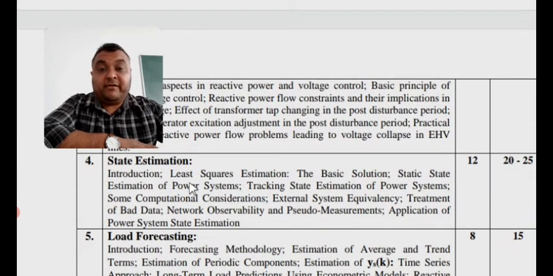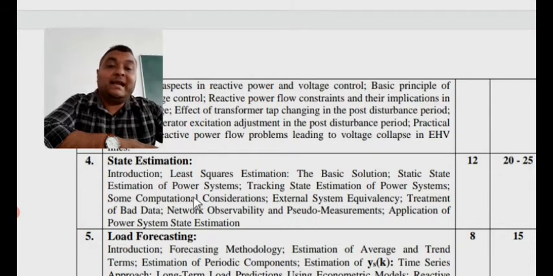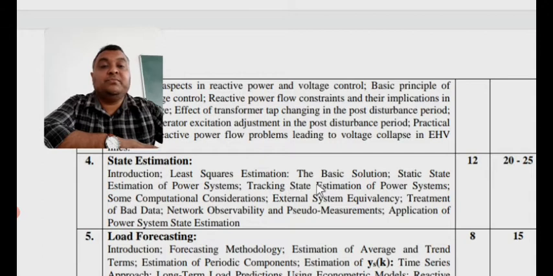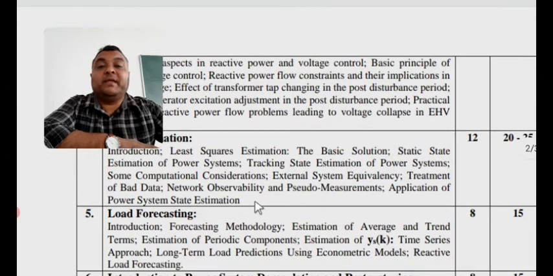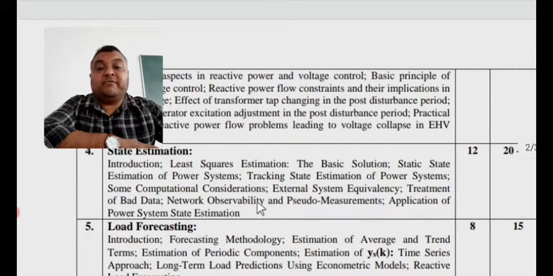Then we will see state estimation. In that chapter we begin with the introduction, then LSE, that is, least square estimation. Then the basic solution, static state estimation of power system, tracking state estimation of power system, some computational considerations, external system equivalencing, treatment of bad data, network observability and pseudo measurements. We will also see the application of power system state estimation. So that's how our chapter 4 goes.